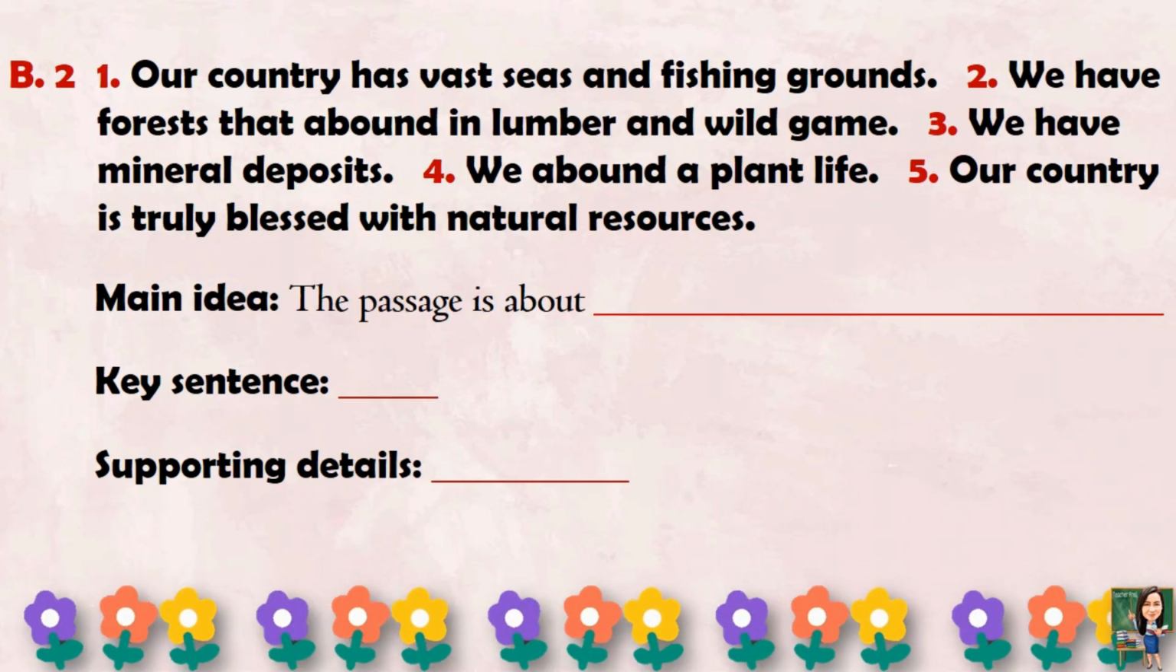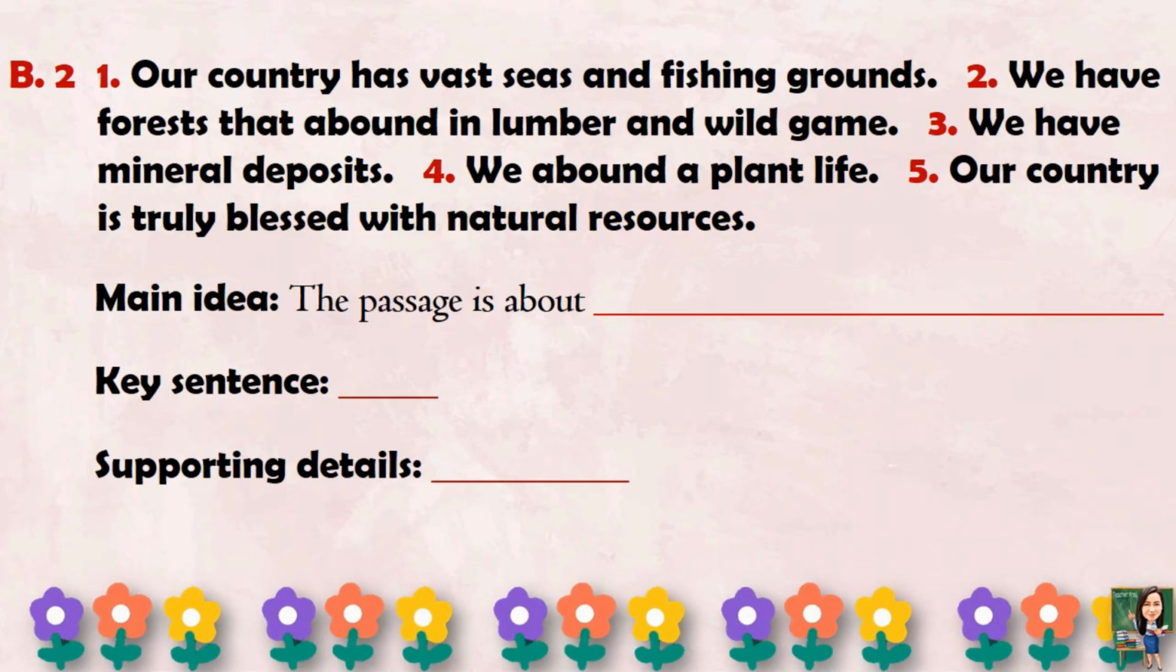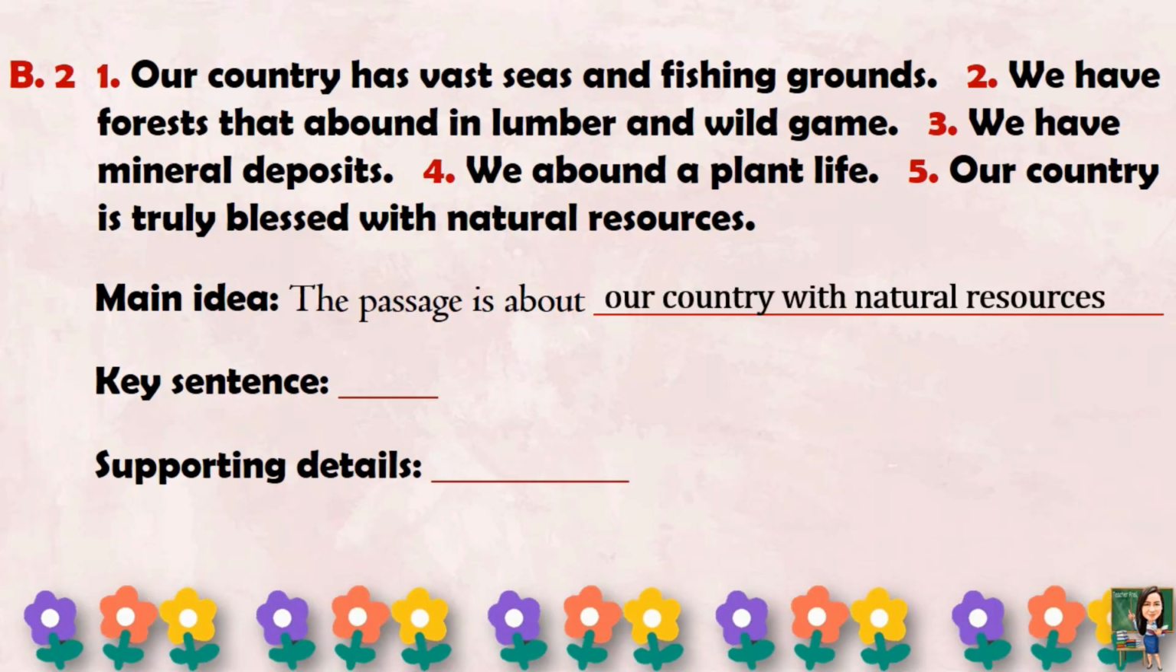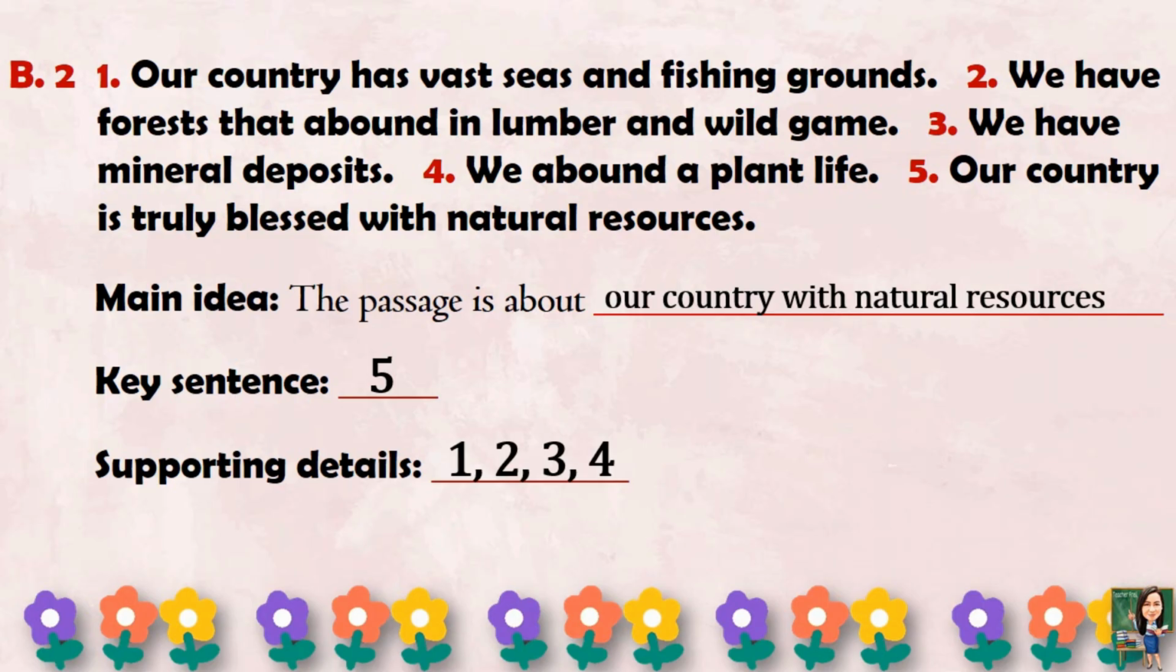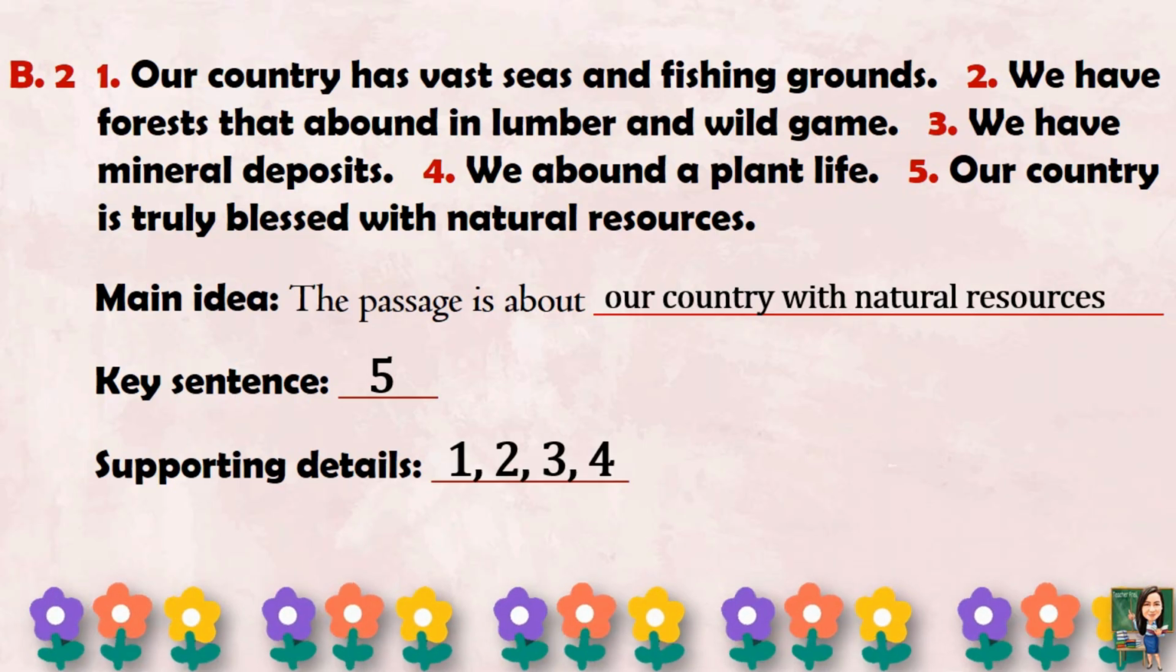Main idea. The passage is about our country with natural resources. The key sentence is Number 5. Our country is truly blessed with natural resources. And the supporting details are Number 1, 2, 3, and 4.